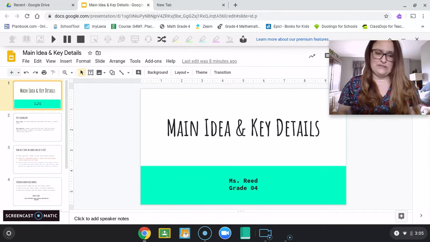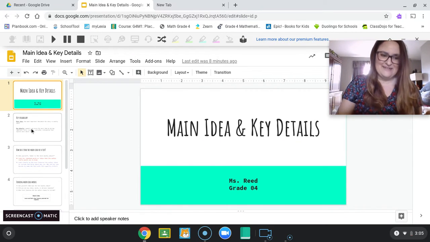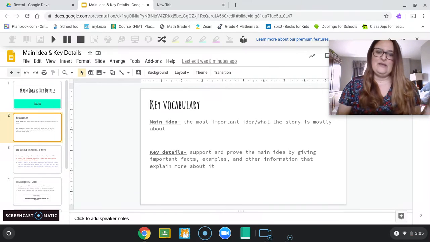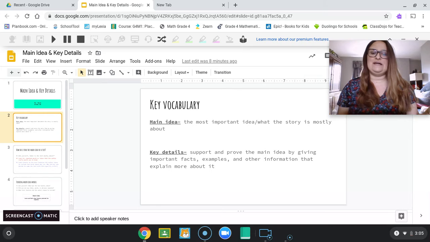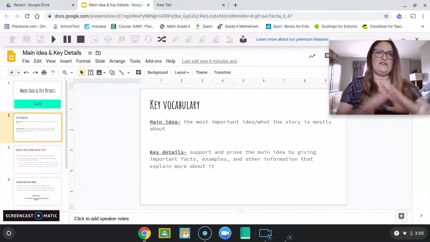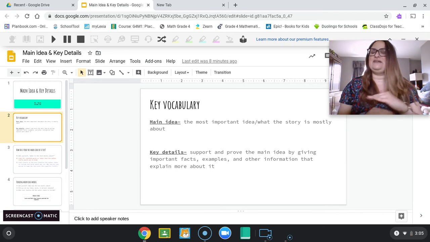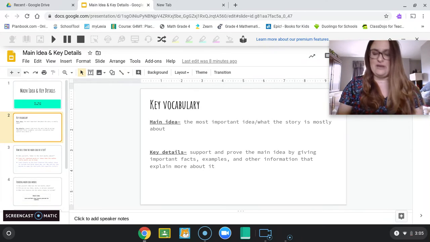by using what we've practiced. So first things first, key vocabulary when we're talking about main idea. Main idea is the most important idea, what the story is mostly about, literally the whole reason the author wrote it. Key details support and prove the main idea by giving important facts, examples, and other information that explain more about it.